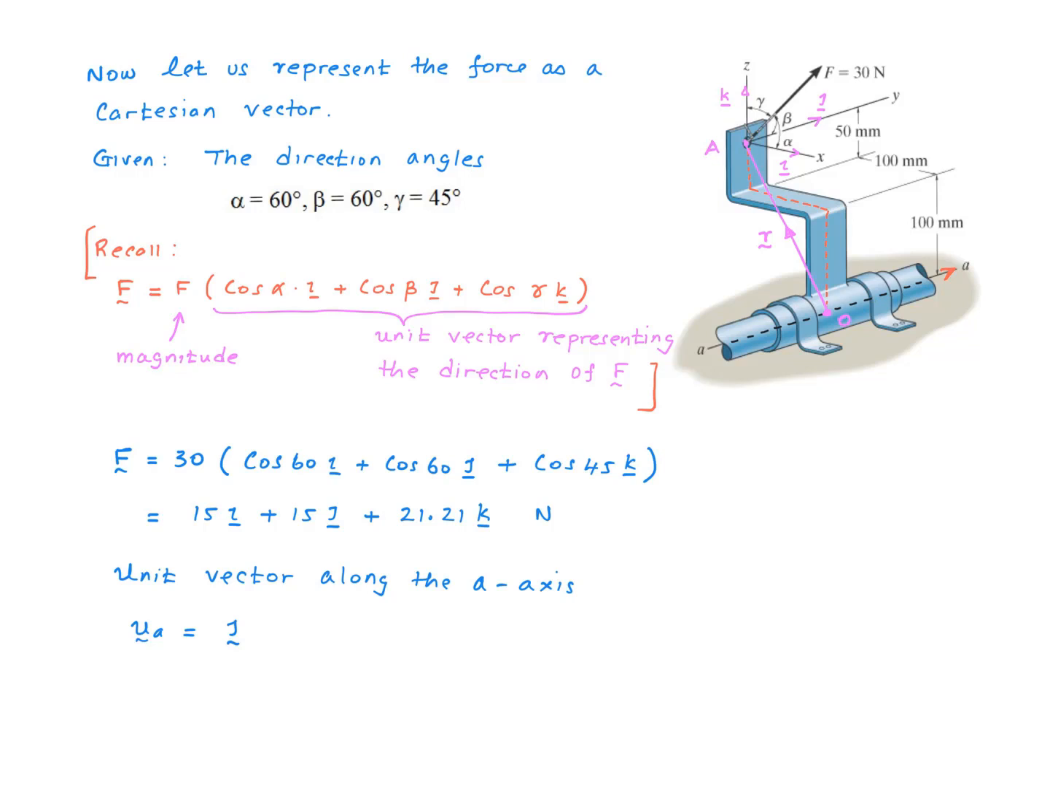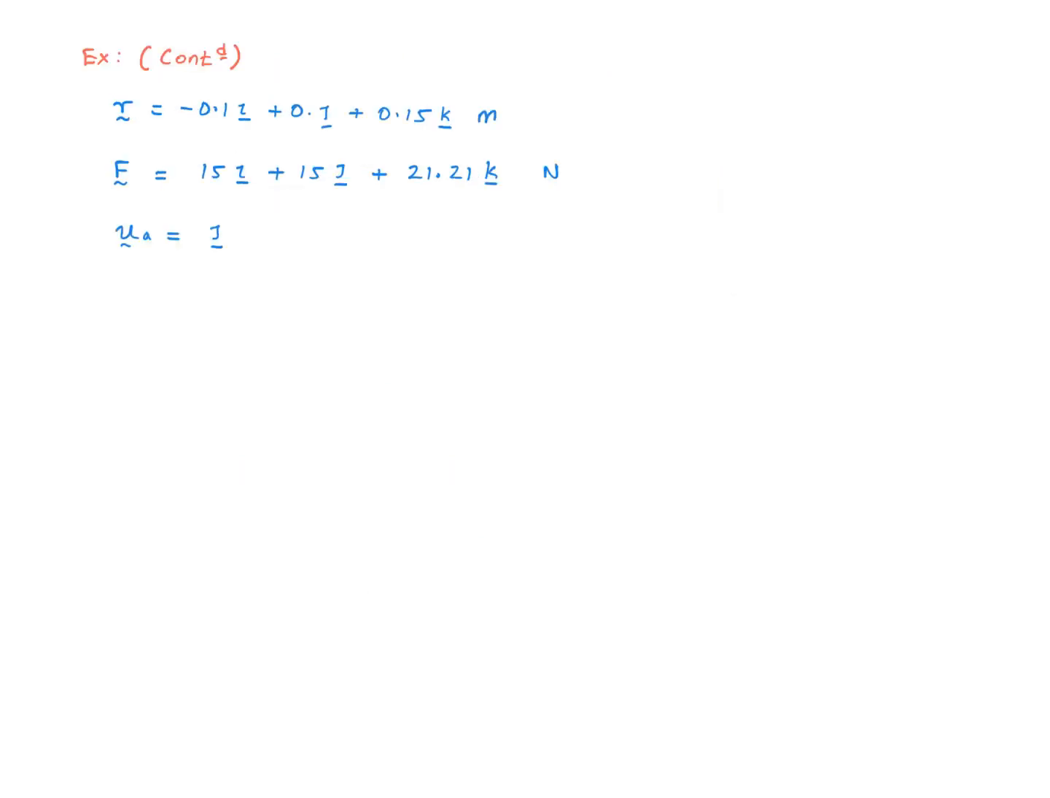So there are three things we had to find in solving this problem. We had to find the vector representing R, we had to find the vector representing the force F, and we had to find the unit vector along the axis A. Now we got all three of them, so we can go ahead and answer the question, which is to find the moment about the axis A. So here's a summary of the three vectors we need.